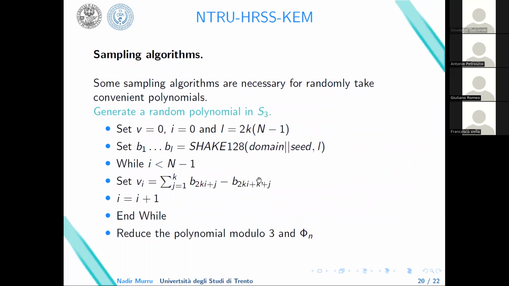Moreover, you also need some sampling algorithms for randomly sampling the necessary polynomials that are used in the scheme. For instance, this is the sampling algorithm for generating a random polynomial in the set S3. And similarly, you also have many other sampling algorithms for generating, for instance, the public key H that is very important.